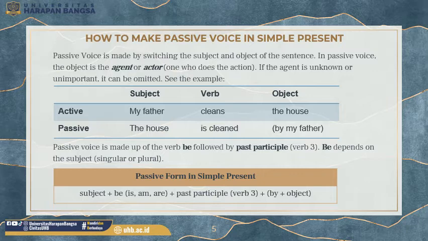Kalau subjeknya you atau they, maka to be-nya adalah are. Jangan lupa setelah be kita pakai past participle atau verb 3. Ingat, by-nya di sini bisa ditulis atau tidak, tergantung pada konteksnya. Kalau objeknya itu dianggap tidak penting atau tidak diketahui, maka tidak usah ditampilkan di bentuk pasifnya.